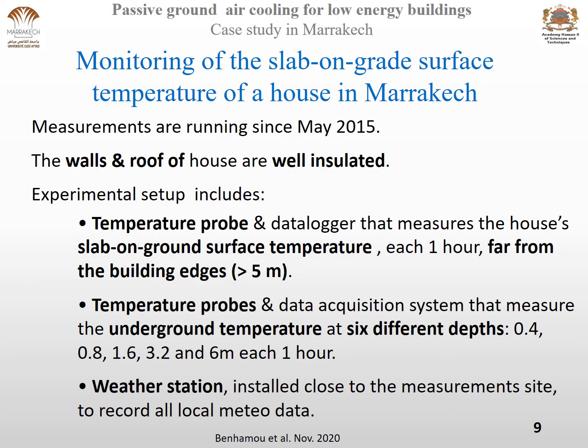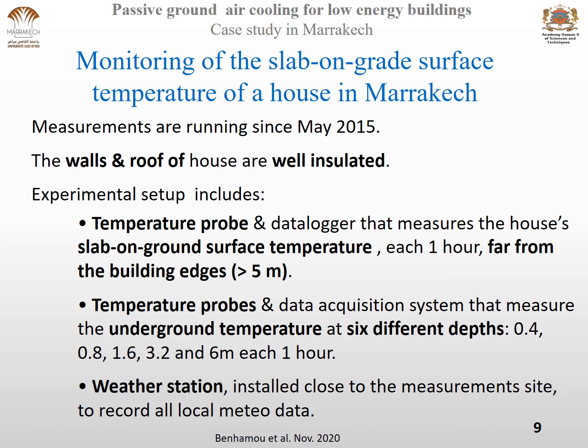In this experimental study, the slab-on-grade surface temperature of a house located in Marrakech is monitored. Measurements have been running since May 2015. The walls and the roof of the house are well insulated, and the experimental setup includes a temperature probe and a data logger that measures the house's slab-on-ground surface temperature each hour, far from the building's edge, at least 5 meters from these edges.